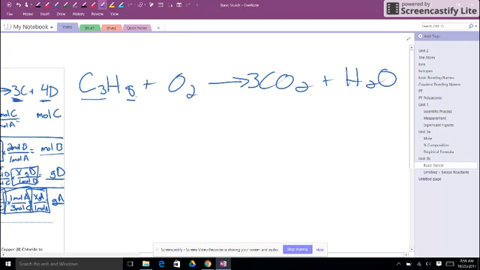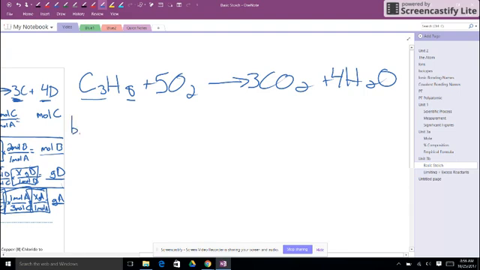We have 4 hydrogens on the left on the reactant side. Let's make sure we have 8 on the product side. And now 3 times 2 is 6, plus 4 is 10. So that means we have 5 oxygens on the reactant side.